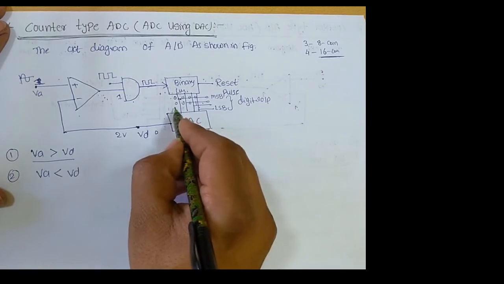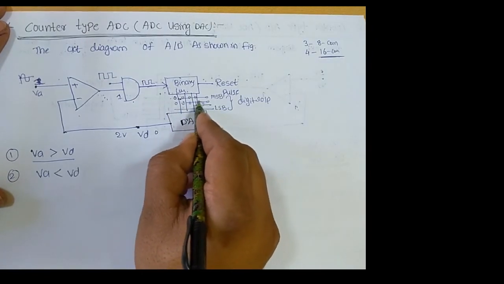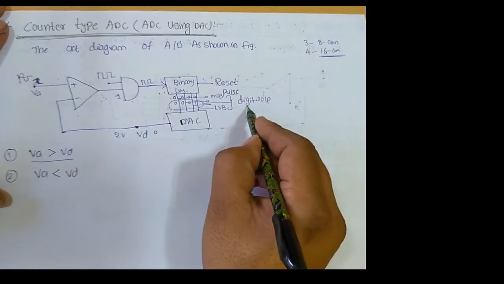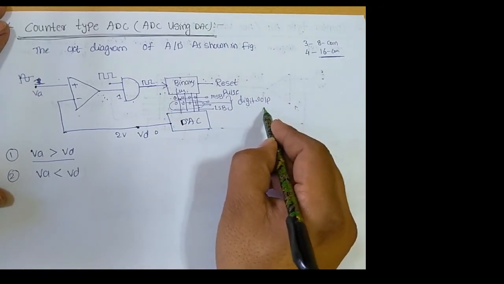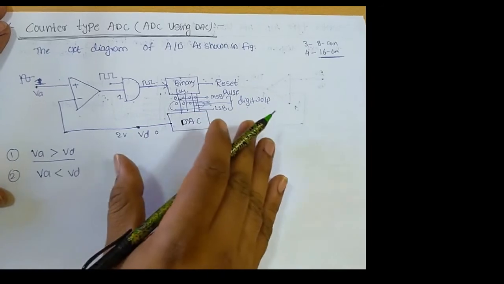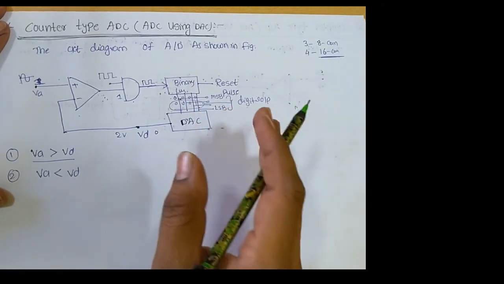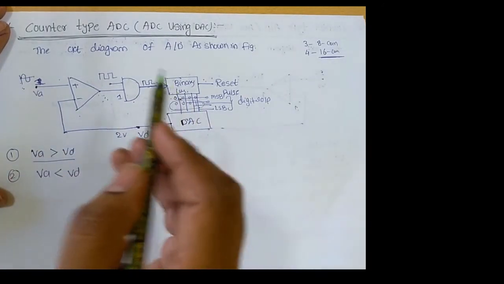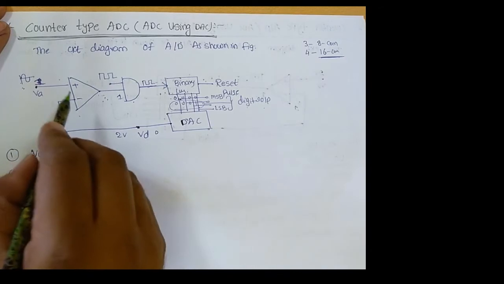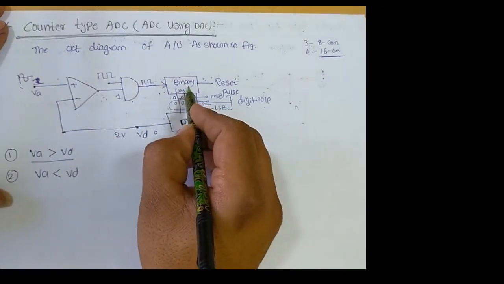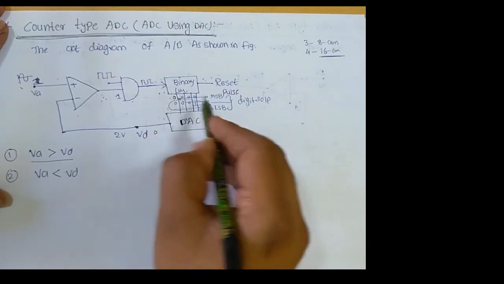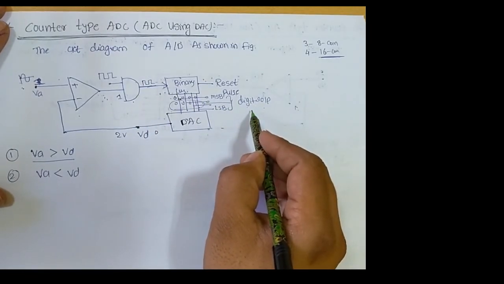At that time, the values available at the output of this binary counter are considered our required digital output. Okay, in this way we will get the digital output from the given analog input signal. Okay, and again if we want to give another analog input, at that time we need to reset this binary counter, and we can follow the same procedure for obtaining the digital output.